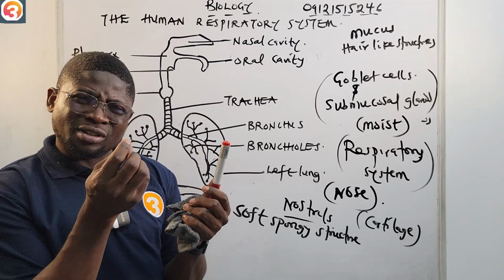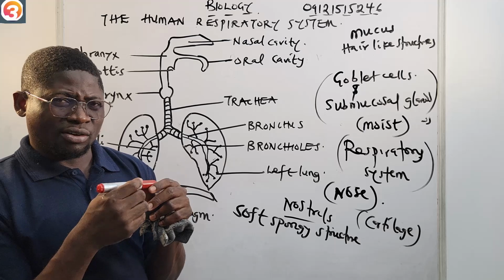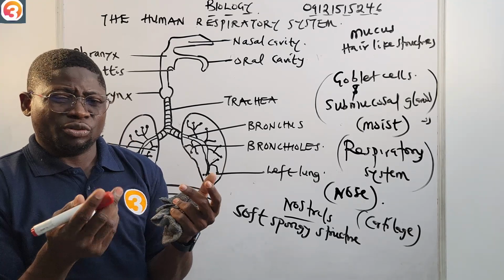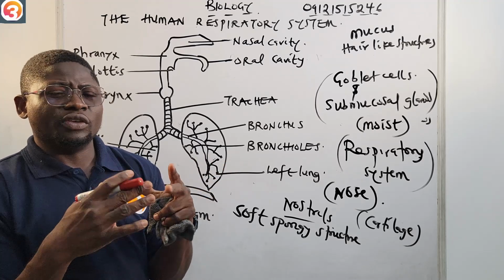Consistency. Mucus is very slimy and sticky, and that is because of the mucins. They also have antibodies, which trap pathogens. So these are all the contents of the mucus.